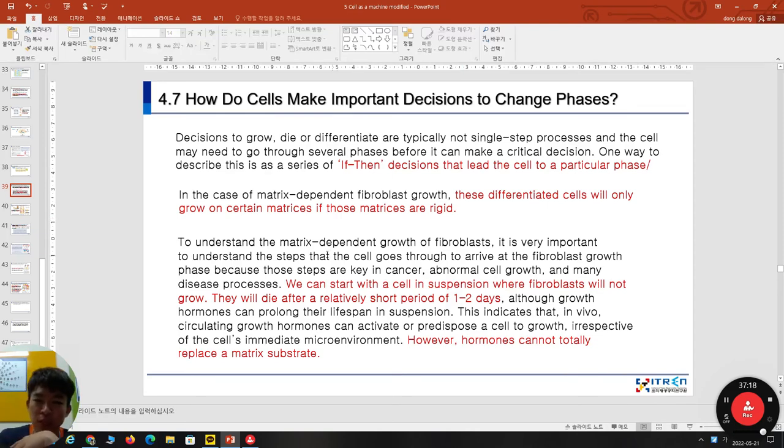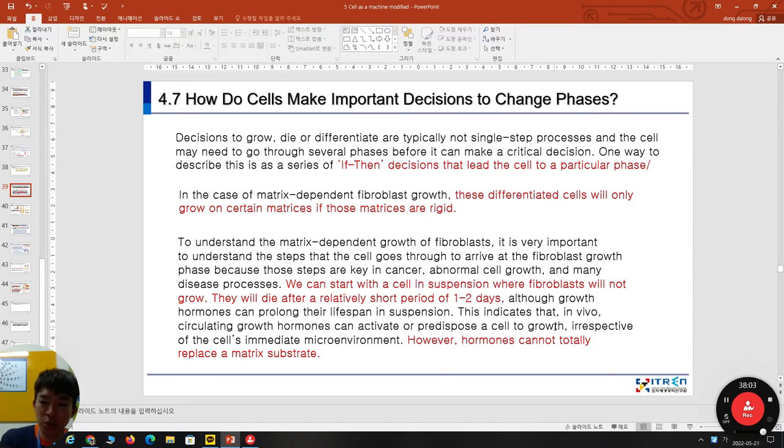If something is met, the cell goes. If-then. To understand the matrix-dependent growth of fibroblasts, it's very important to understand the steps that the cell goes through to arrive at the fibroblast growth phase, because those steps are key in cancer as well. We can start with the cell in suspension, where fibroblasts will not grow. They will die after a relatively short period of 1-2 days, although there are many hormones or growth factors. When you culture the fibroblast in suspension, even though there is a lot of FBS added, the cell will be dead. Okay?